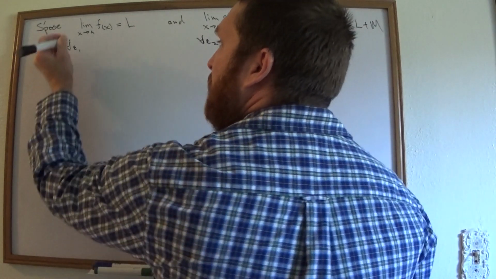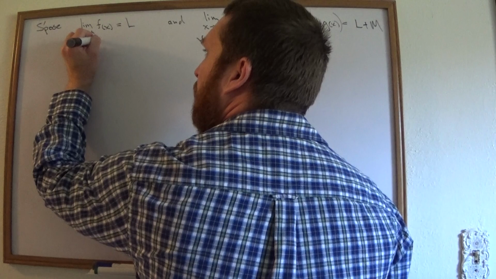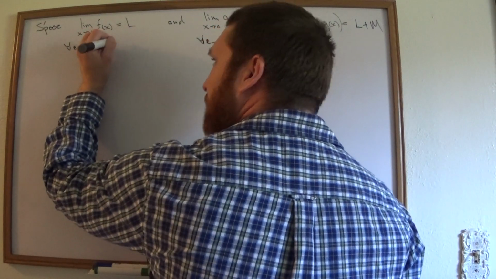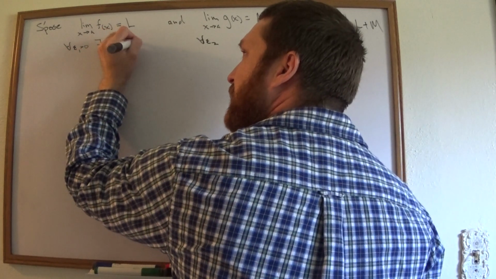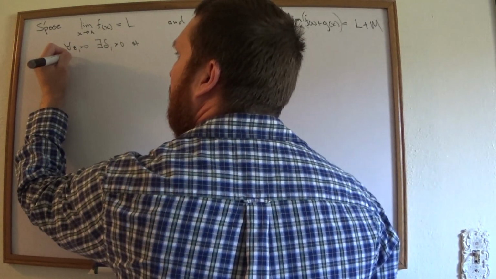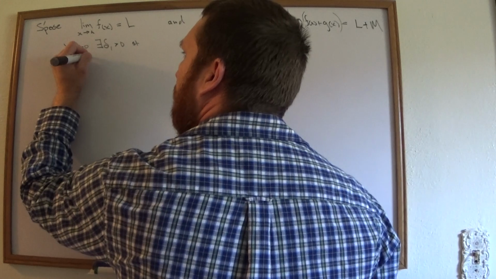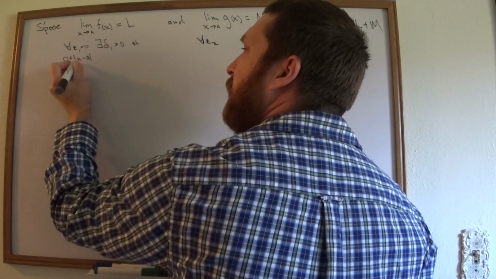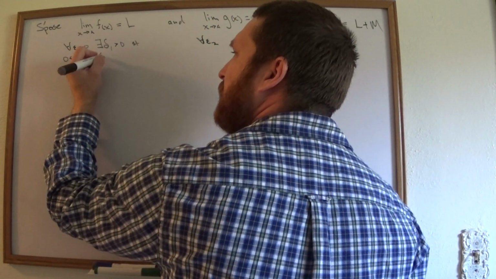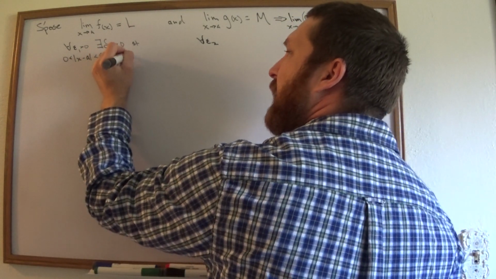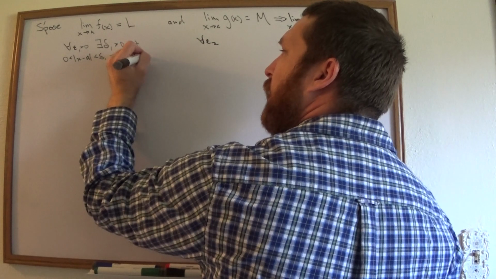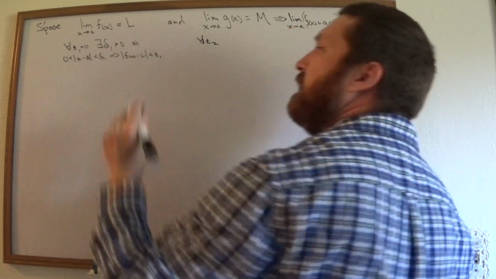So this means that you give me any epsilon 1, then there exists a delta 1, matching them up so we don't get confused, such that whenever you put x within delta 1 of a, then f will be within epsilon 1 of L.